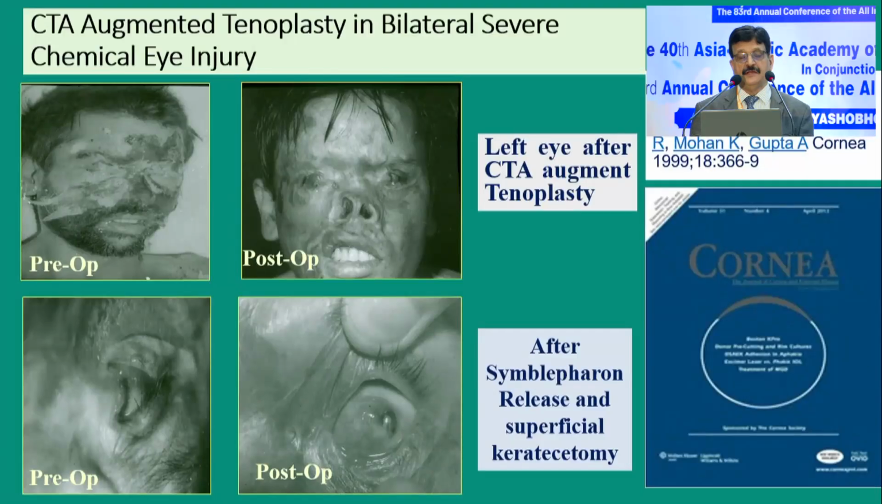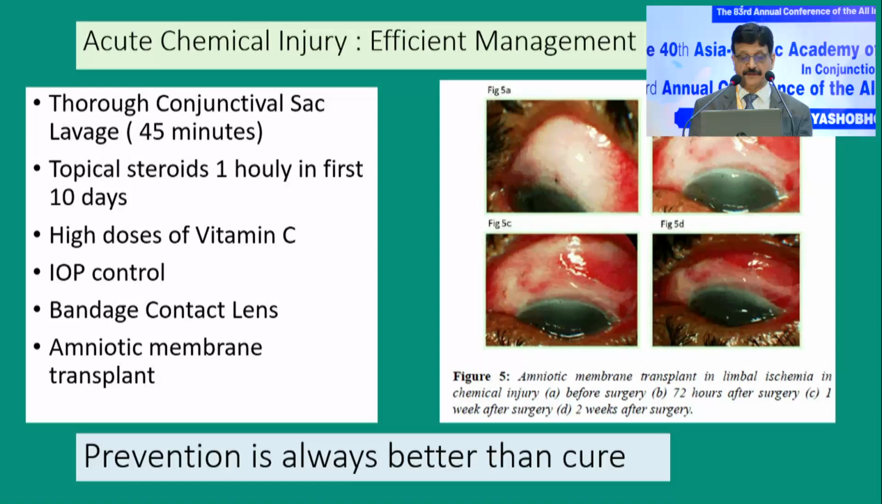At that time, the concept of tenoplasty and glued-on contact lens was there. So we treated him with that. In fact, in this patient, we directly applied the cyanoacrylate glue on the limbus, and then a glued-on contact lens. We could tide over this area, and we could save this eye. Later on, this patient saw 6/36, and we published it in Cornea.